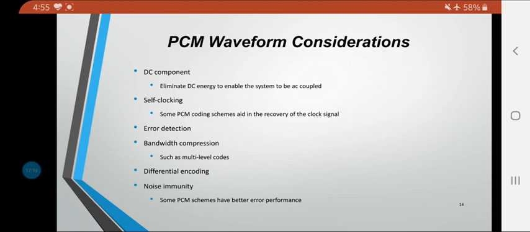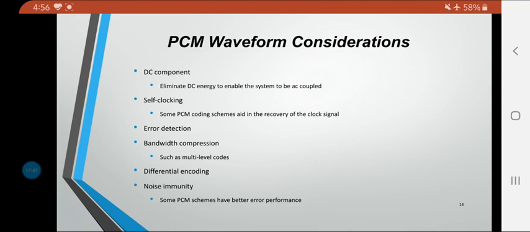Then we have error detection. Some schemes like duobinary provide the means of detecting data errors, which is very important in any data transmission, like error detection in the data bit sequence. So error detection is also a parameter to be considered for different applications.